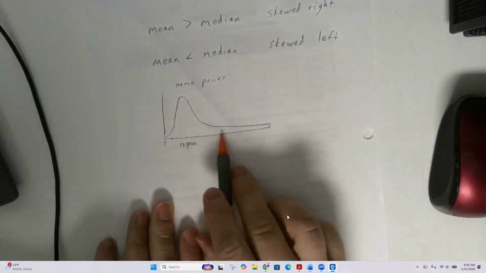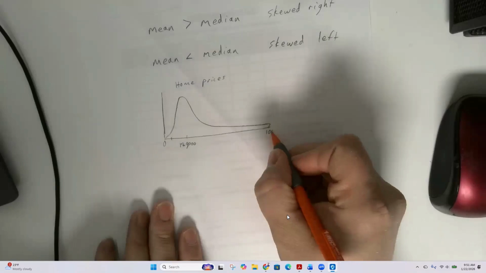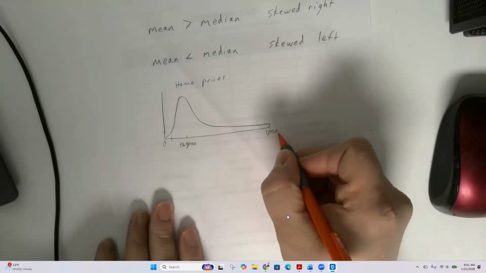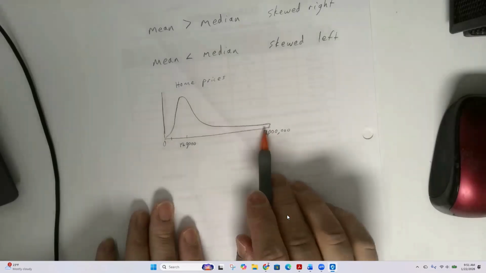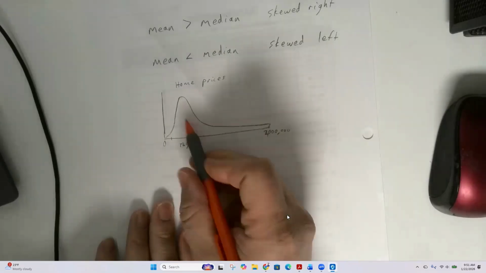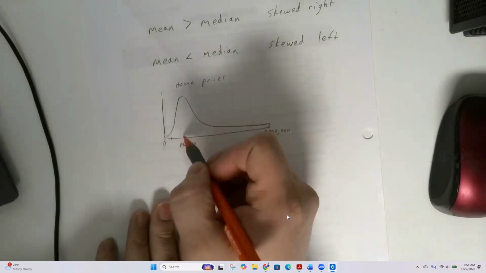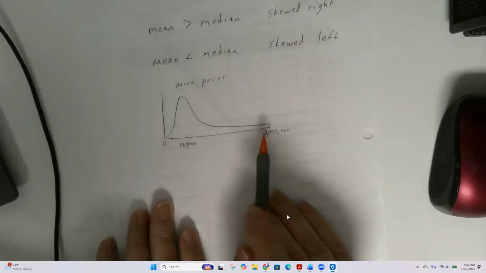But then you're also going to have some super nice houses out here that are rare, houses that cost like $2 million, way out here. You're going to have some outliers. So most houses are going to fall, the highest peak of the frequency is going to be somewhere in this normal range. This is going to be skewed right.